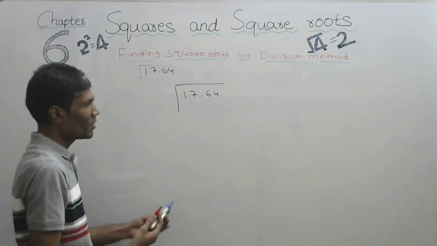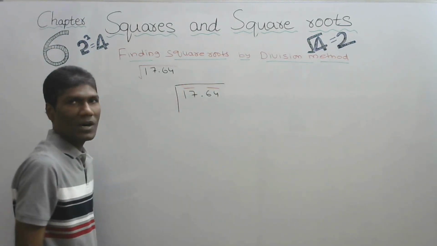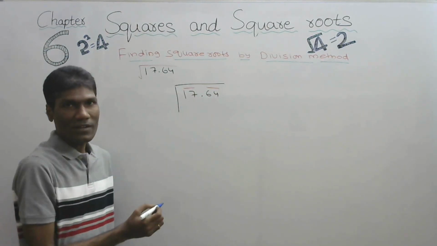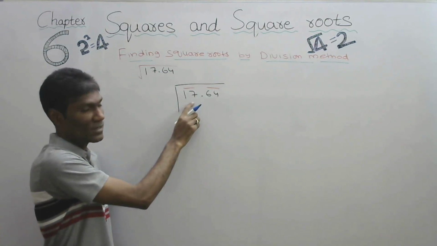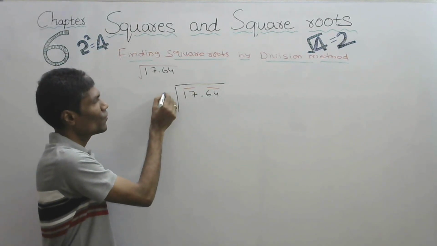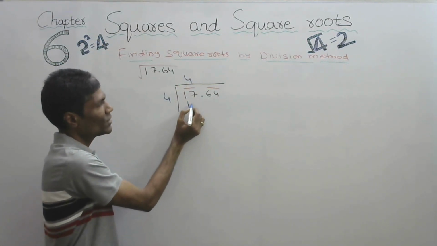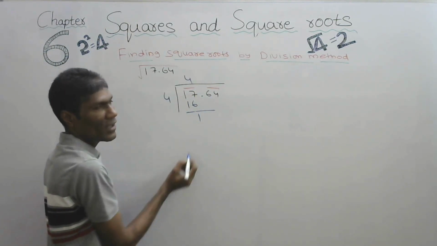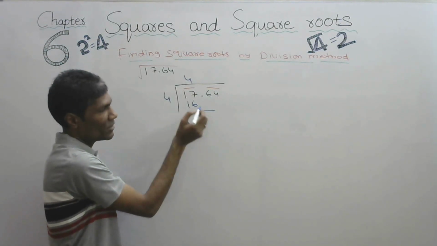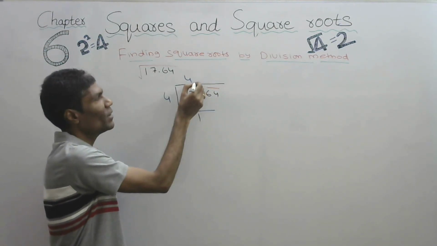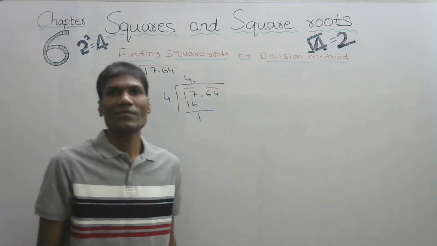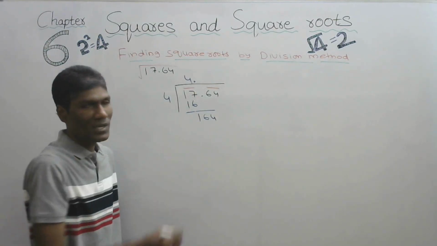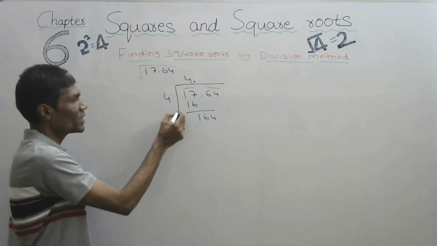First step, we'll take the bar and pair up the numbers. Next process, 2 digits, 17, where 4 square is 16, 5 square is 25, it exceeds. So 4 into 4, 16. What's the remainder? 7 minus 6, 1. Here we are taking these two numbers. When the point comes, immediately put the point. That is the only thing. Whenever we get the decimal, put the decimal and write these two numbers as they are. Rest of the process is the same.